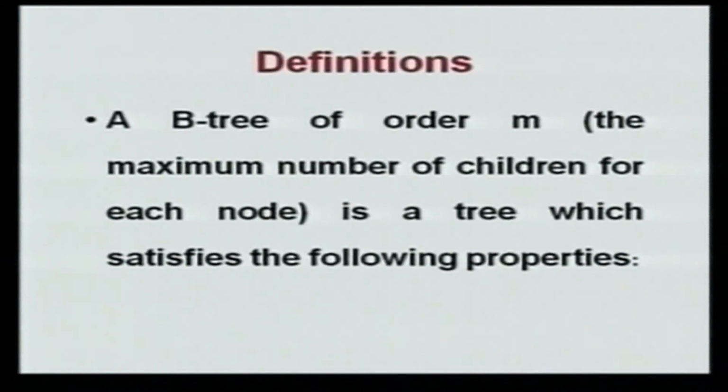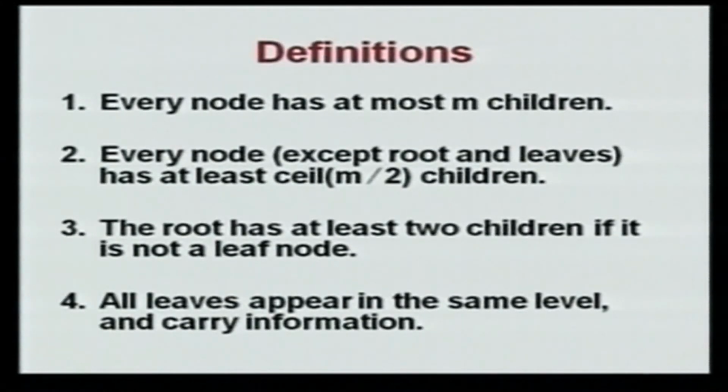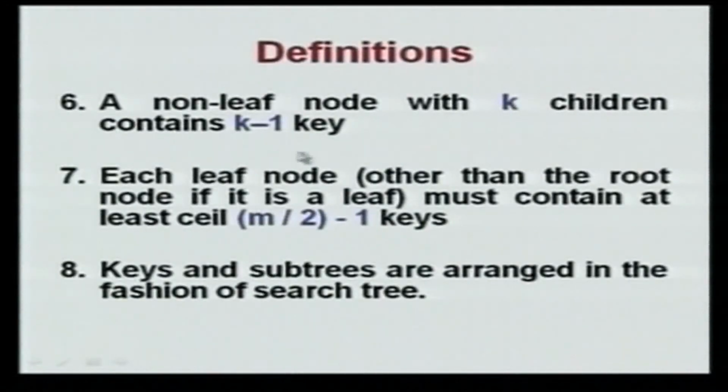So, let us look here. A B tree of order M, the maximum number of children for each node, is a tree which satisfies the following properties. Every node can have at most M children. Every node, except the root and the leaves which follow a different property, must have at least ceiling of M by 2 children. The root has to have at least 2 children if it is not a leaf node, and all leaves appear at the same level and carry the same information. A non-leaf node with k children contains k minus 1 keys. We have seen these things.